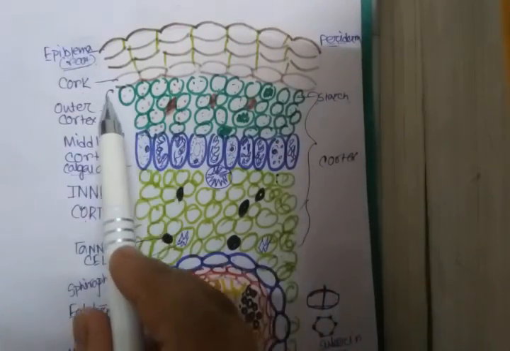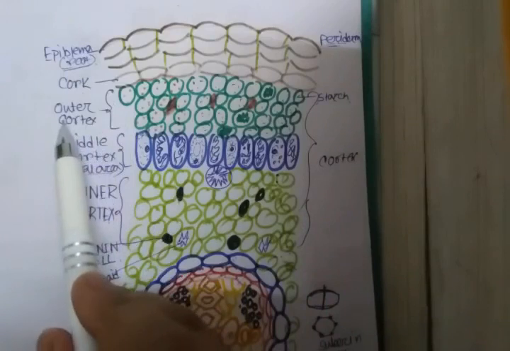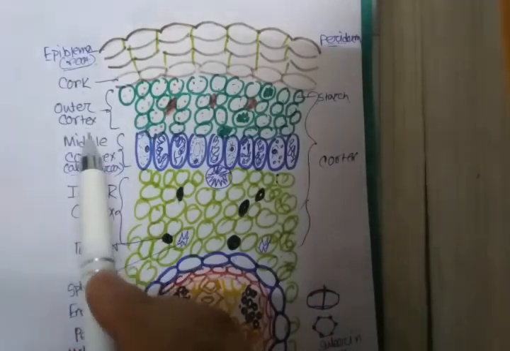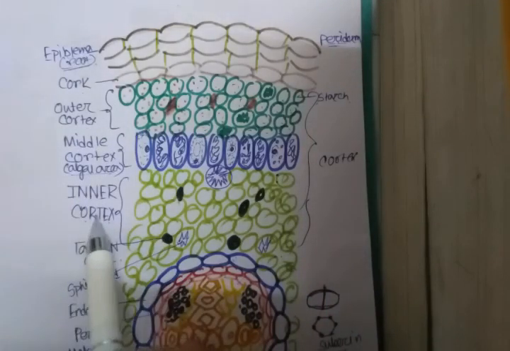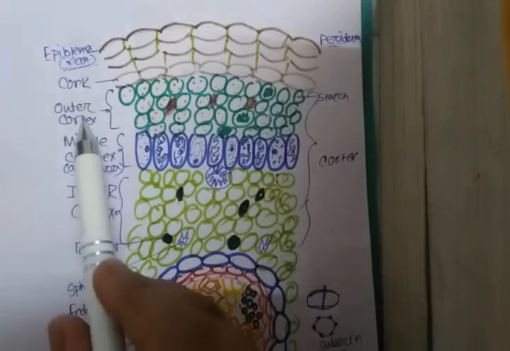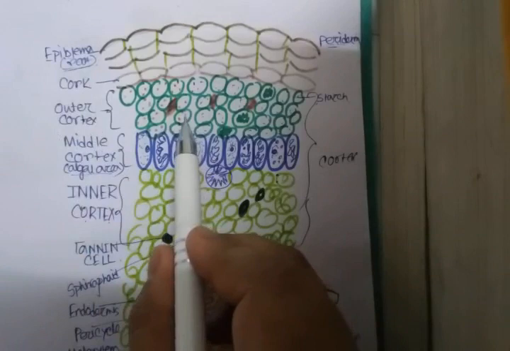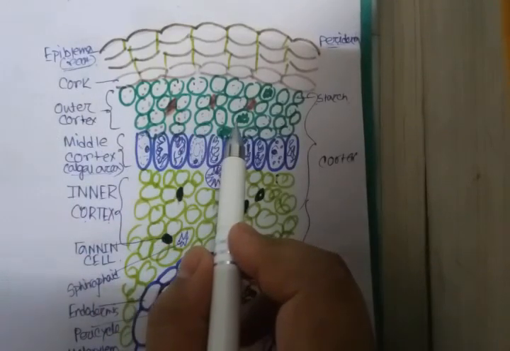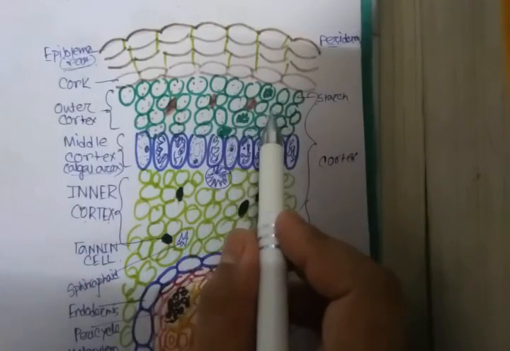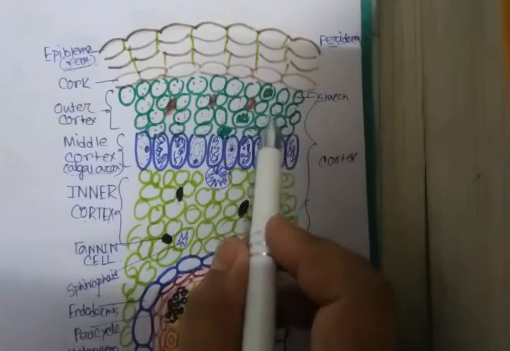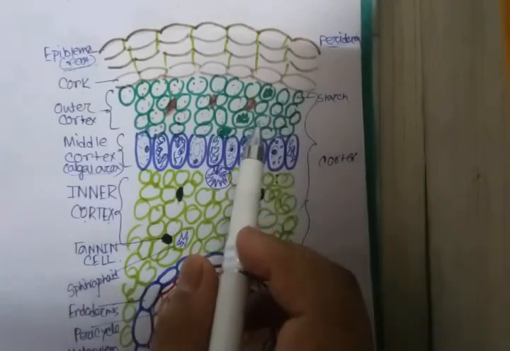So the cortex is divided into three parts. First is the outer cortex, next the middle cortex, and the third is the inner cortex. Let's come to the outer cortex area. It consists of compact parenchymatous cells. As you can see here, there are starch granules present in these parenchymatous cells.